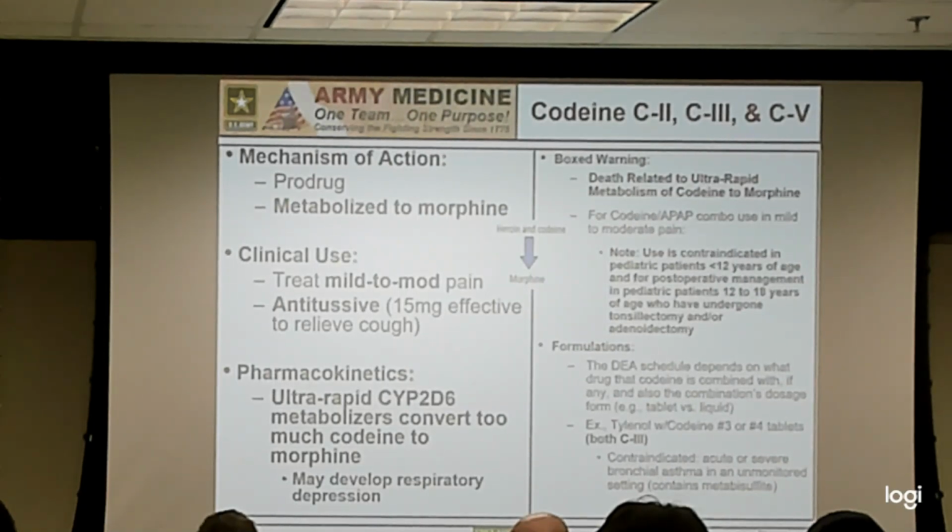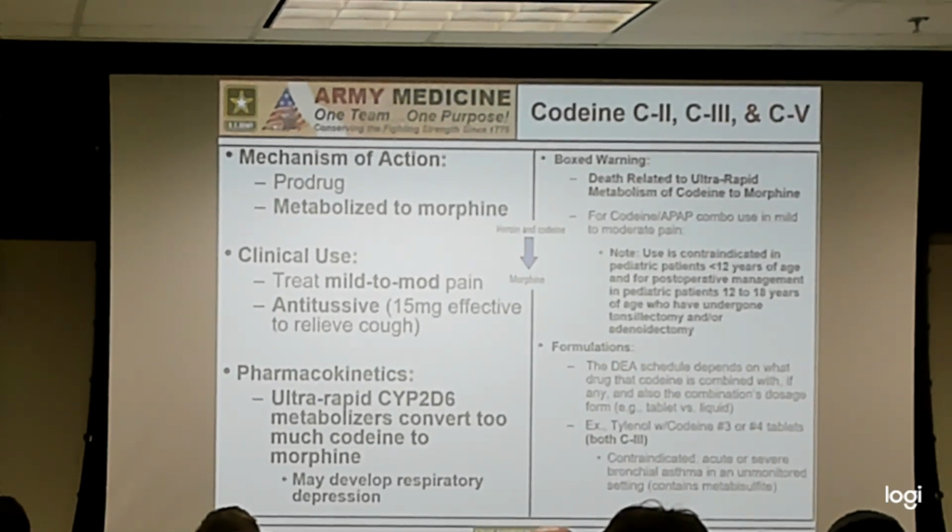We already talked about that. Depending on what it's combined with as well as what the formulation is, that's how you'll get the different C2, 3, or 5. I don't need you to know what formulation goes with which one, okay?